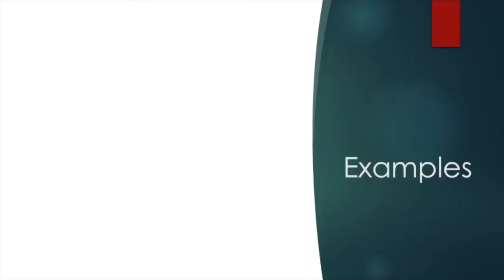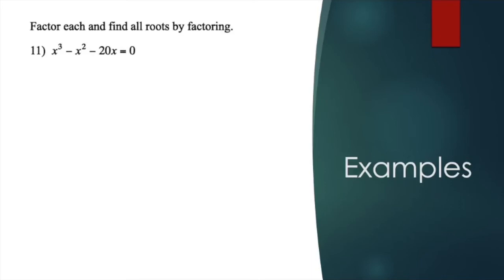Okay, are we going to do some examples? Yes. Right here, we're finding the solutions. It says solve each and find all roots. Roots means we're setting it equal to 0 when we're solving. So let's do the first one, number 11. Can I factor that in some way? We can take an x out of all of them. If I take an x out, I'm dividing that x out. What will I have left?